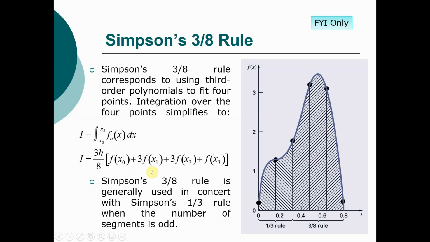So we have 4 data points, f of x0, f of x1, f of x2, and f of x3, and the area below this third order polynomial can be calculated like this. Sometimes, like for this example, you see that it's using Simpson's 1/3 rule on this part of the function, on this interval, and 3/8 rule on the other part. So we can just mix them up as well.